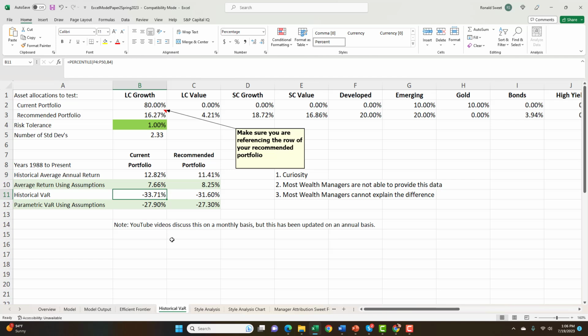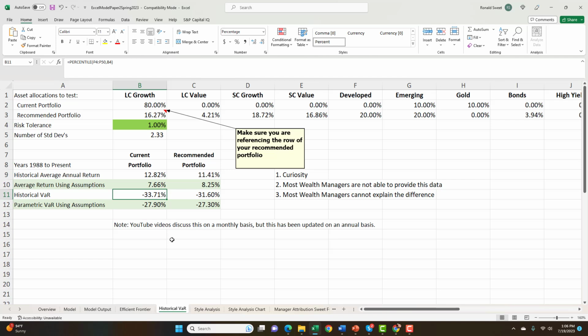So you can see this is very awkward for the wealth manager. They're saying move to this new portfolio because it has a higher expected return at the same level of risk. But then you look at history, and the recommended portfolio actually has lower historical returns, but also lower risk.